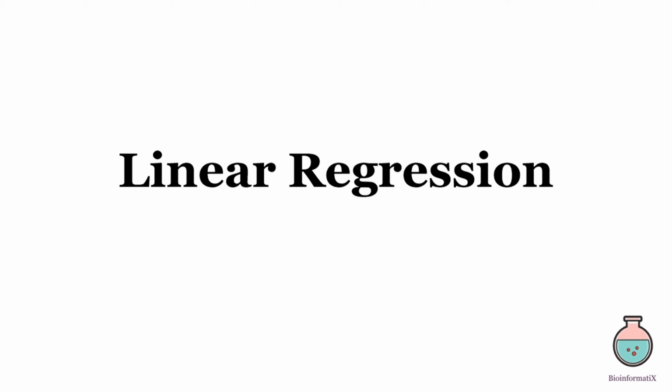In this video, we are going to talk about linear regression. Linear regression is a statistical method used to model the relationship between a dependent variable and one or more independent variables. It assumes a linear relationship between the independent variables and the dependent variable. The goal of linear regression is to find the best fitting line that minimizes the differences between the predicted values and the actual values of the dependent variable.